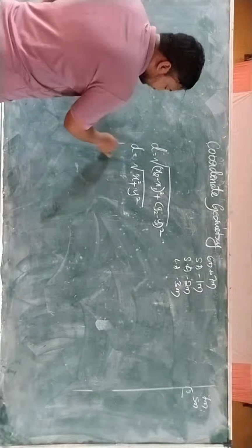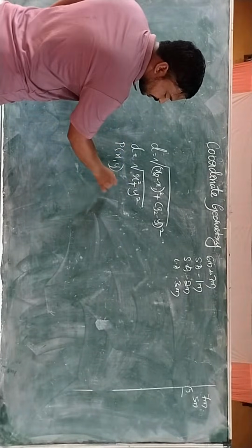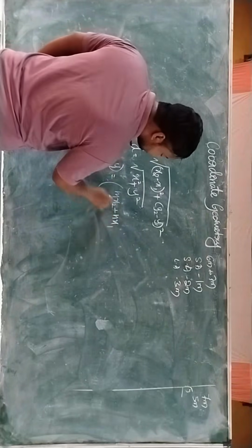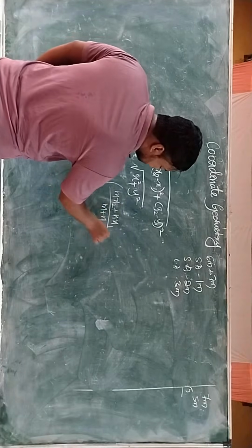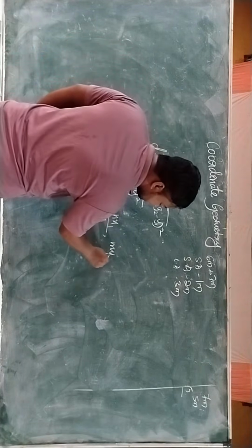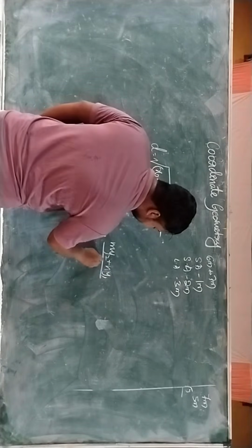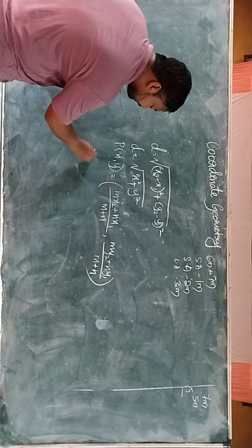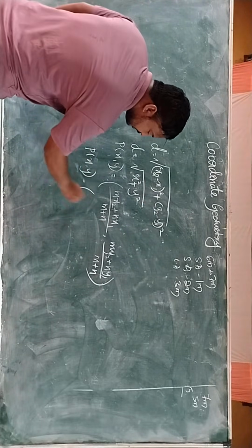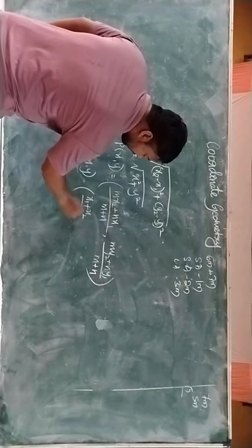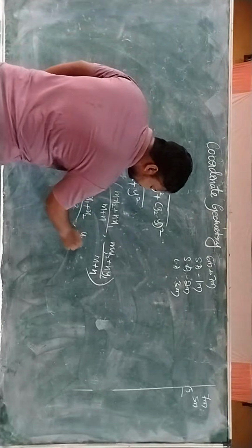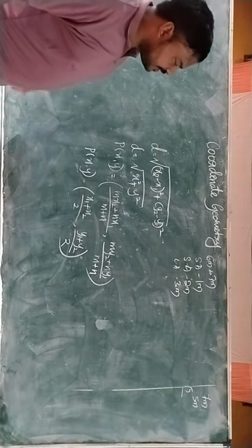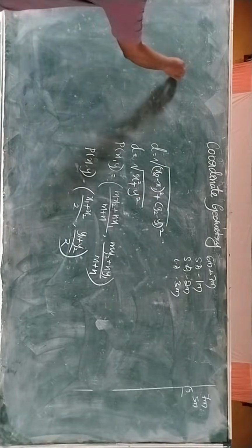The next one, P of x, y, section formula: P of x, y is equal to (mx2 plus nx1) divided by (m plus n), comma, (my2 plus ny1) divided by (m plus n). Then midpoint formula: P of x, y is equal to (x1 plus x2) upon 2, comma, (y1 plus y2) upon 2. Okay. Before this, introduction to graph and location of points that you know very well.